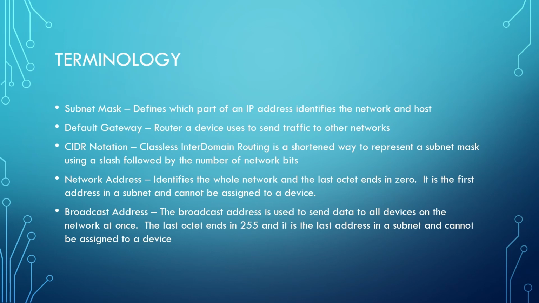A network address identifies the whole network, and the last octet ends in 0. It's the first address in a subnet and cannot be assigned to a device. The broadcast address, meanwhile, is used to send data to all devices on the network at once. The last octet will end in 255. It is the last address in a subnet and cannot be assigned to a device as well.